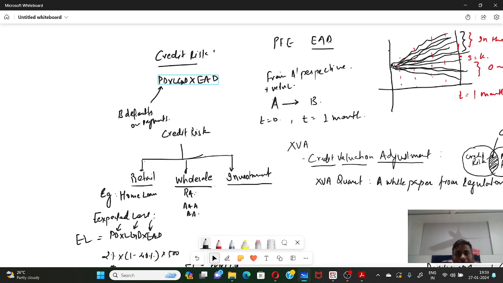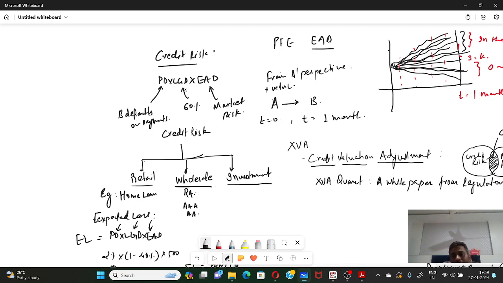The recovery rate, like I said, is assumed to be 40%, so the loss given default is assumed to be 60%. And the exposure at default comes from market risk, correct? So this comes from how the underlying variables which are involved in the derivative pricing move, or how these factors evolve over a period of time.